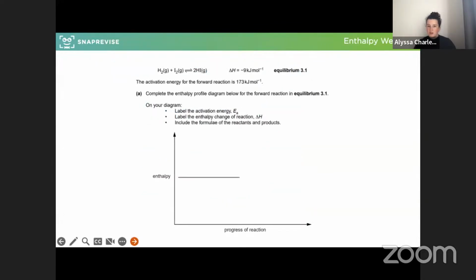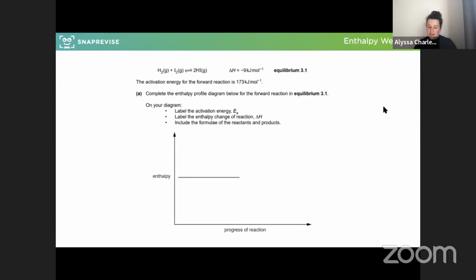Okay, should we have a look at this as a past paper question? So this paper has given us a reaction. It's given us an enthalpy change. And personally, I would always go in and just have a look immediately about whether or not it is exothermic or endothermic. So what do we think? It's delta H is -9 kilojoules per mole. Is that an exothermic or an endothermic reaction?